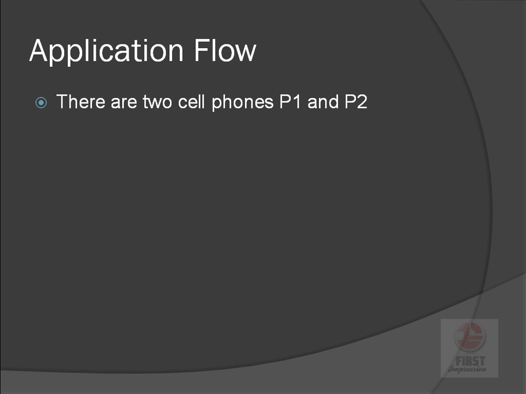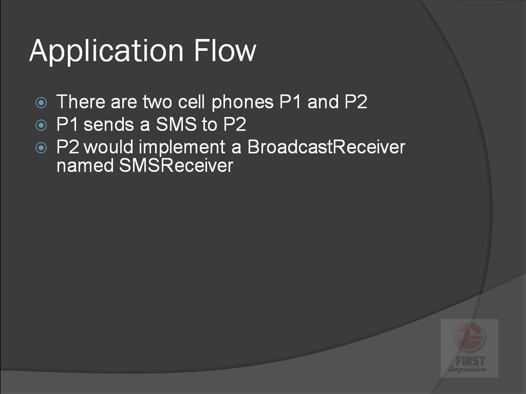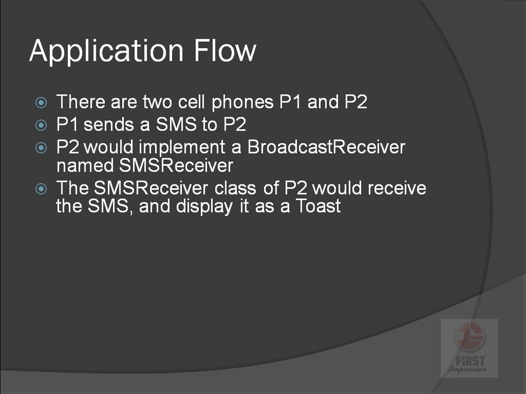Let's check out the application flow. If we have two cell phones P1 and P2, if P1 sends an SMS to P2, P2 would implement a broadcast receiver named SMS receiver. The SMS receiver class of P2 will receive the SMS and display it as a toast.